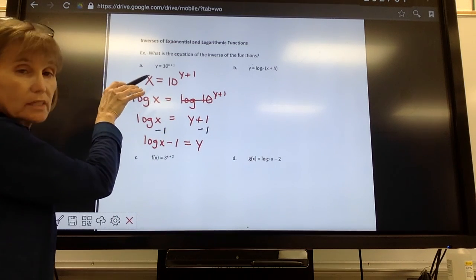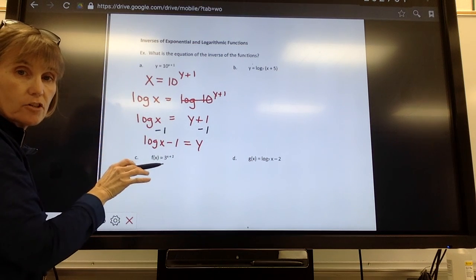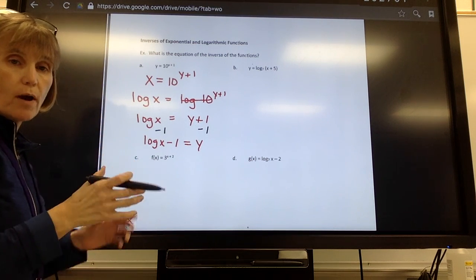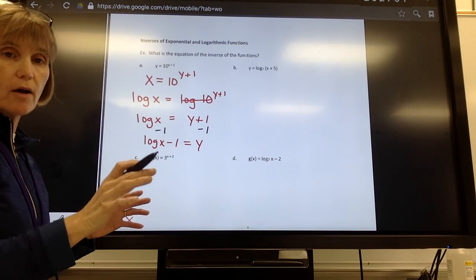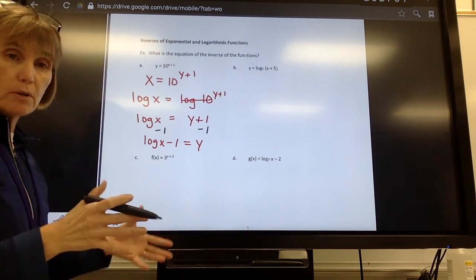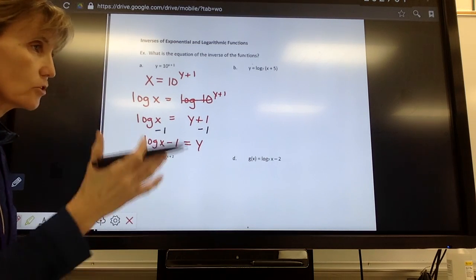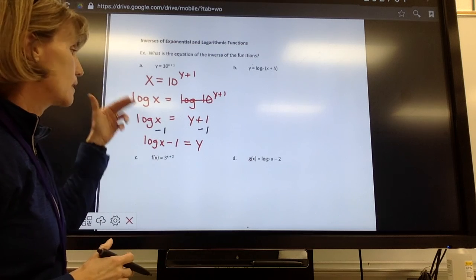This is the inverse function of the original. Notice that the original was an exponential form, and the inverse is a log form. When we graphed that, we showed you how the log and the exponential form were mirrors of each other. They were inverses of each other. That's what I expect to happen there.